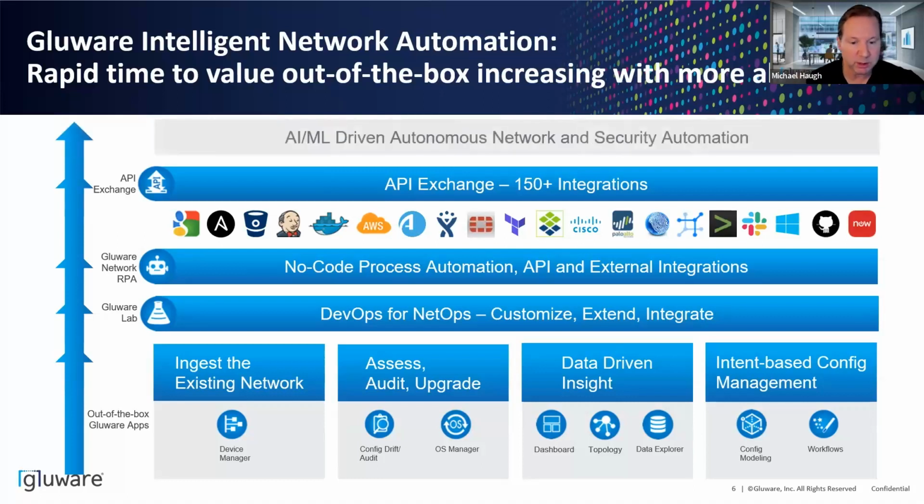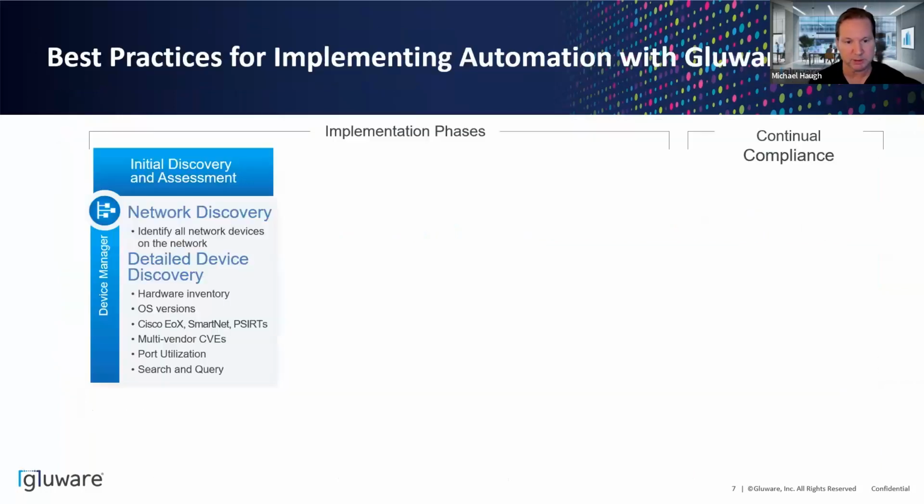Then from a forward-looking component, Gluware is using advanced technologies. We are already data modeling and essentially doing models for all the underlying infrastructure. And this enables us to layer in AI, ML driven capabilities. So we're helping customers evolve from task-based automation to process automation to autonomous network functions and automation. So that's really where Gluware is helping drive our community and our user base.